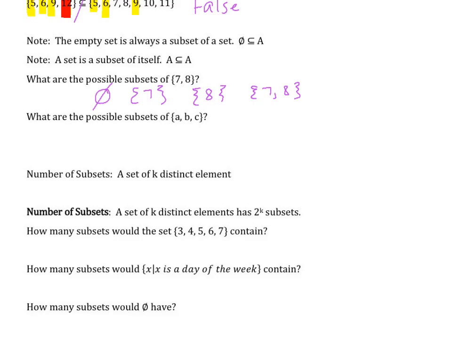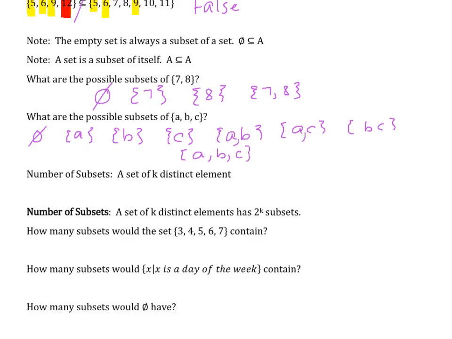What are the possible subsets of the set {A, B, C}? First, the empty set is always a subset of it. We could do each individual element by itself. We could do combinations, so {A, B}, {A, C}, and {B, C}. And then finally we could have the set {A, B, C}. That's always a subset of itself.